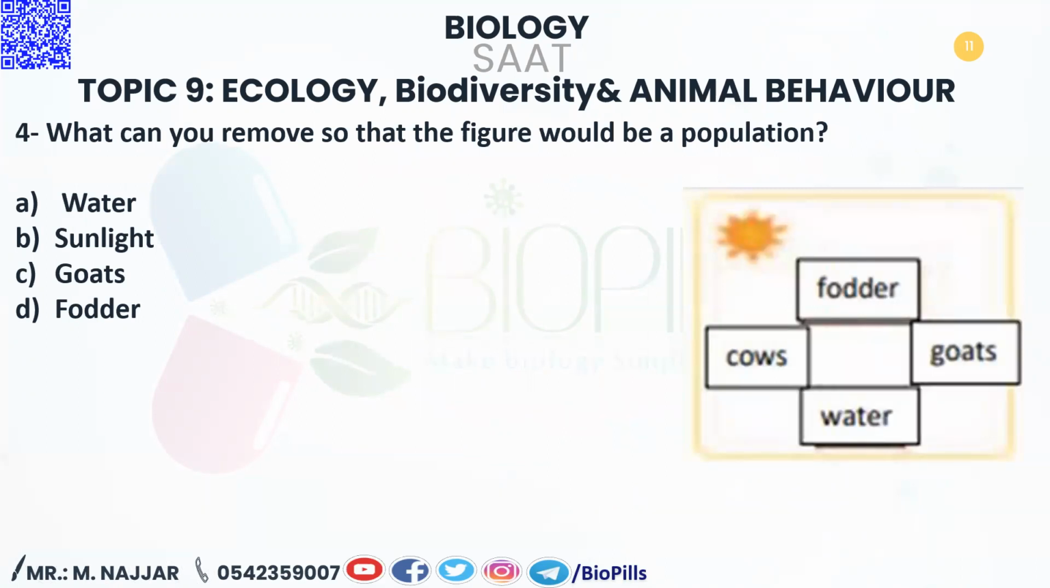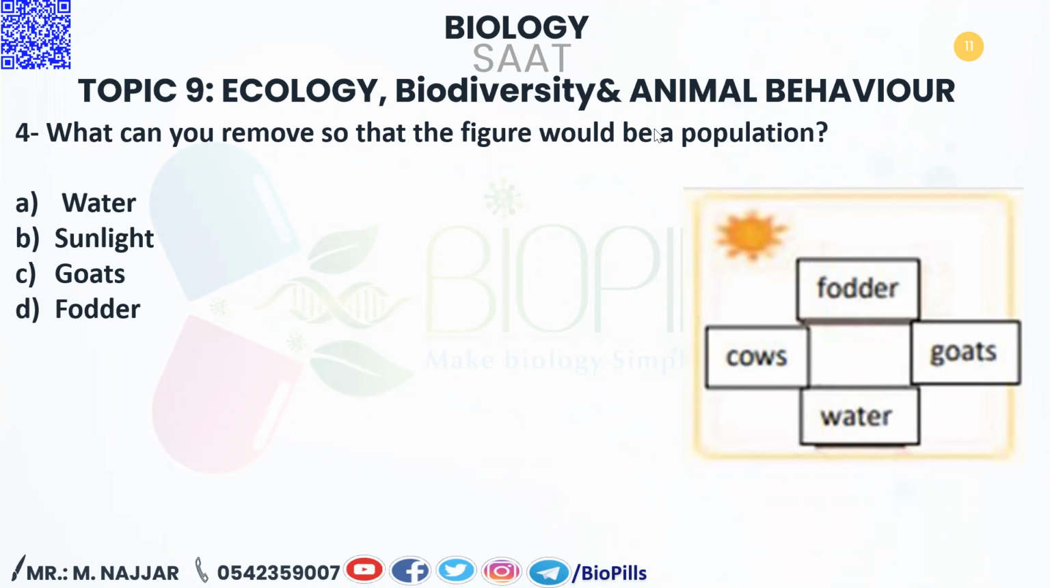Question number 4. What can you remove so that the figure would be a population? By the way, two things can be removed, but one of them didn't come in the options, so we will not pick it. A, water; B, sunlight; C, goats; D, food. The correct answer is C, goats.